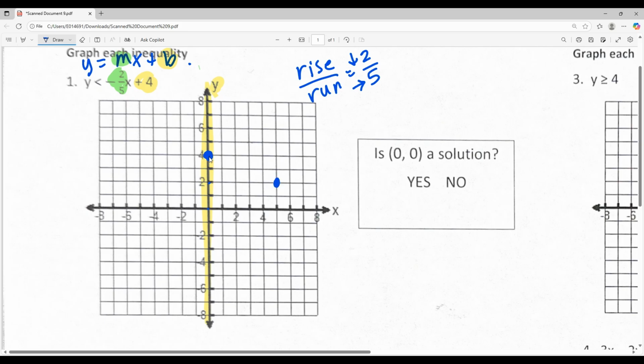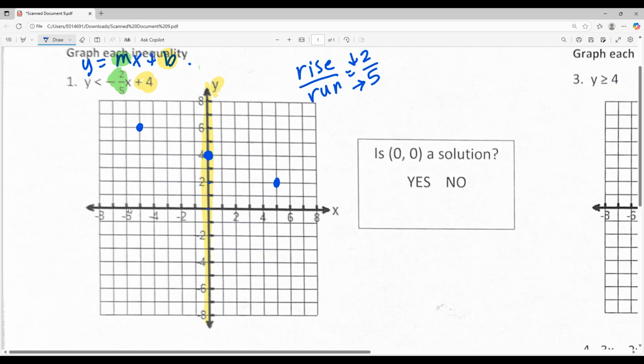I'm going to go opposite day now to get one more point. I'm going to go up 2 and then back 5. 1, 2, 3, 4. Oops, that's a 6, not a 5. That number right there looks like a 6, or looks like a 5. I'm going to take my ruler.